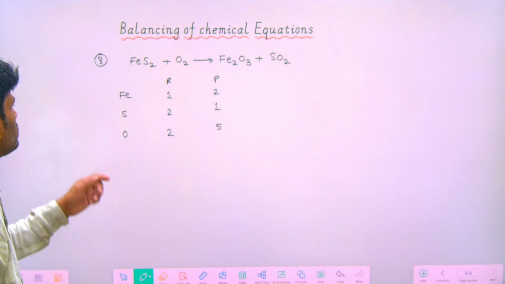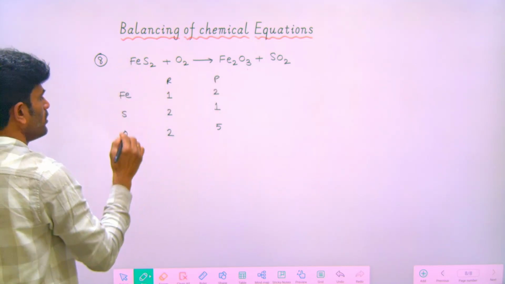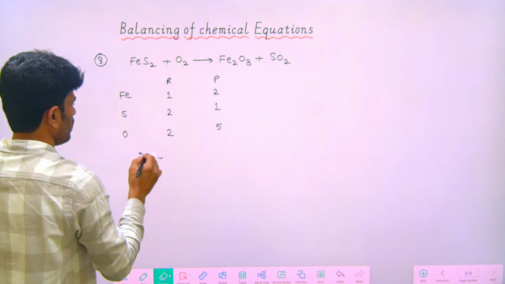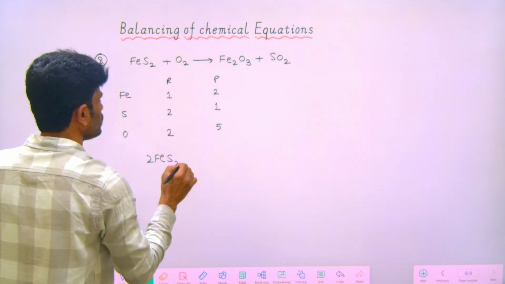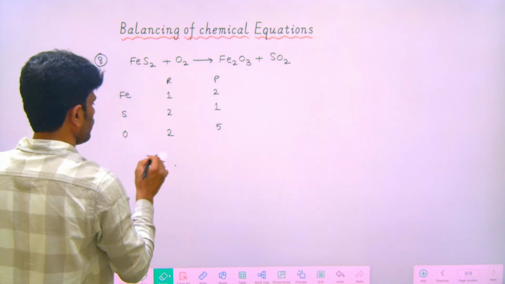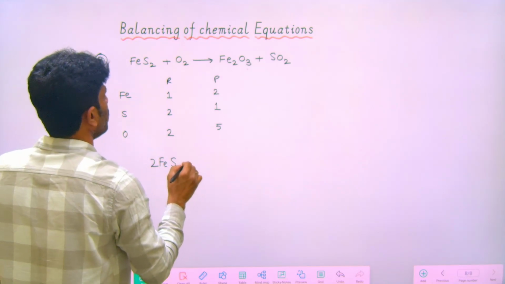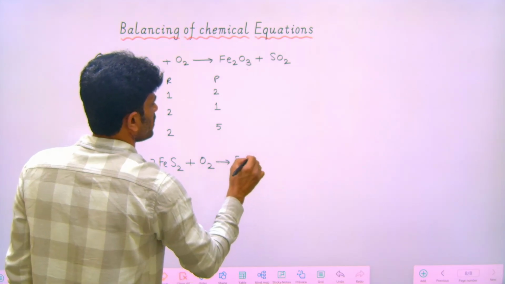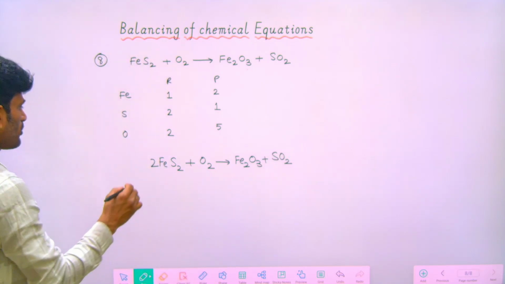Okay, like this way. First we will balance irons. To balance irons, here 2 are there, here 1 is there. We have to multiply 2 here. So we get 2 FeS2. 2 FeS2 plus O2 gives rise to Fe2O3 plus SO2. So now irons are balanced on both the sides.